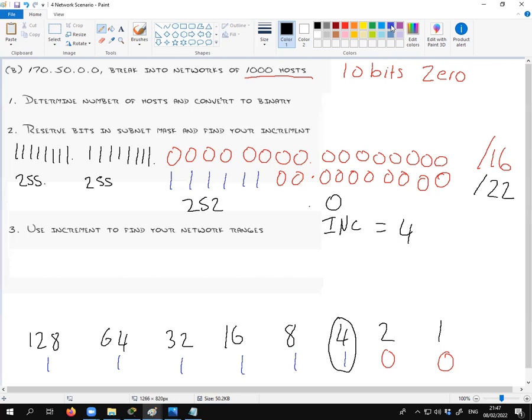First network is what? 170.50.0.0. Network number 2: 170. Yeah. 50. Yeah. 4.0.